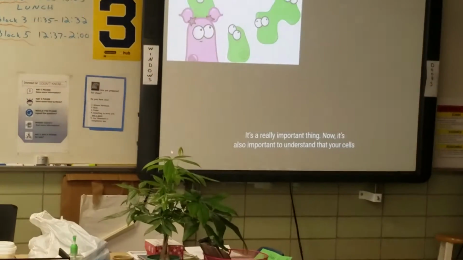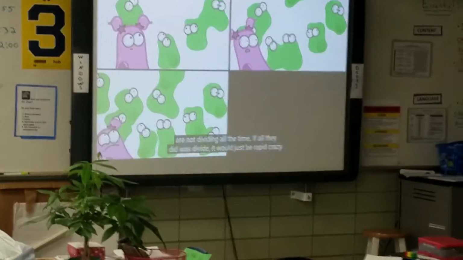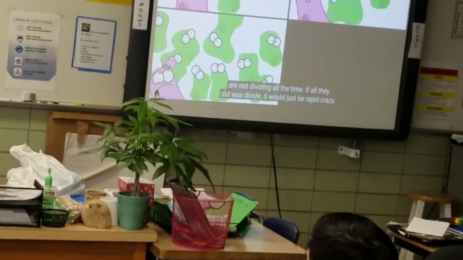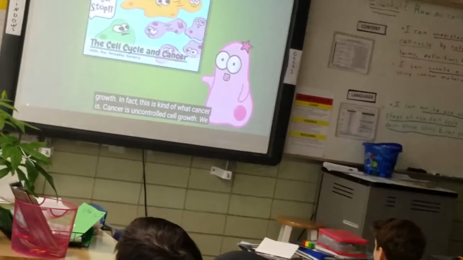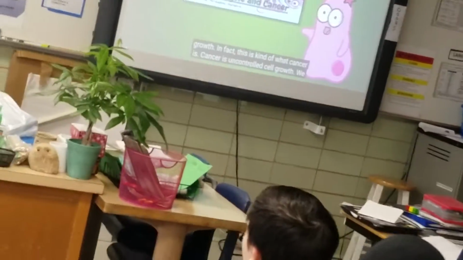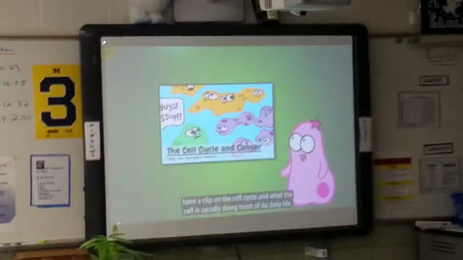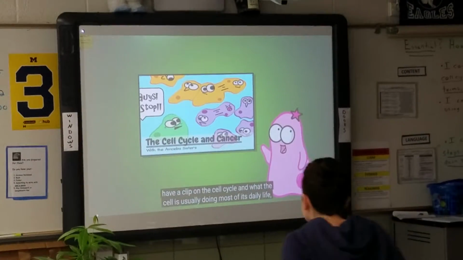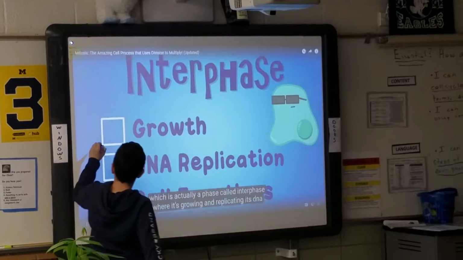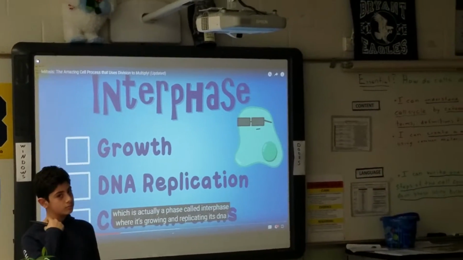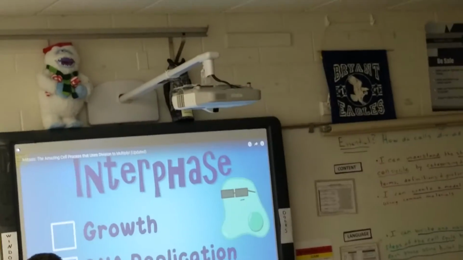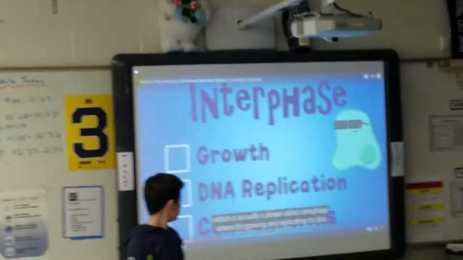Now it's also important to understand that your cells are not dividing all the time. If all they did was divide, it would just be rapid, crazy growth. In fact, this is kind of what cancer is. Cancer is uncontrolled cell growth. We have a foot on the cell cycle and what the cell is usually doing most of its daily life, which is actually a phase. All right, so we haven't talked about any of the phases yet. We're about to, so that kind of paused conveniently.